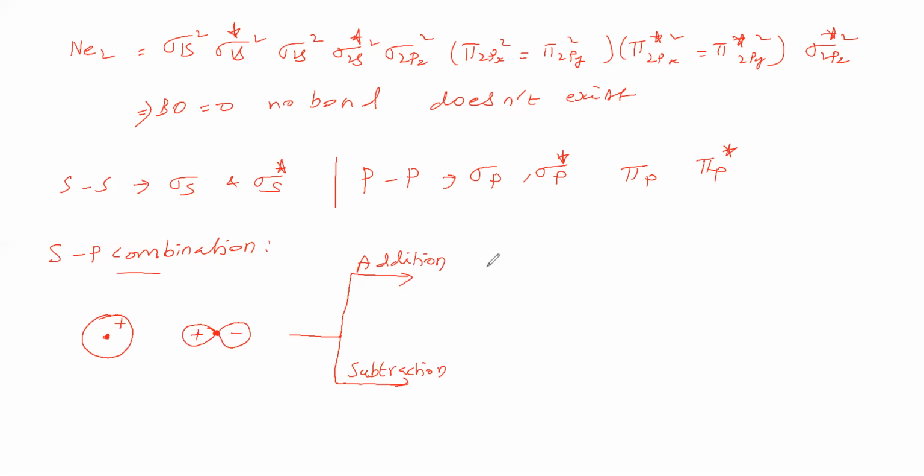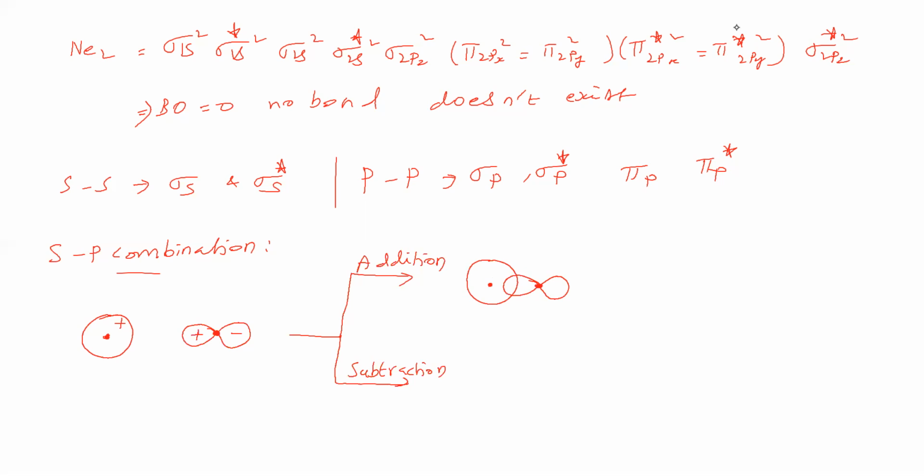Now addition overlap we'll see. This is an s orbital. For the s orbital we will give the nucleus. Then for the p orbital, one lobe is overlapping with one end of the s orbital. Okay, p orbital we have given. For this also we have given a nucleus.